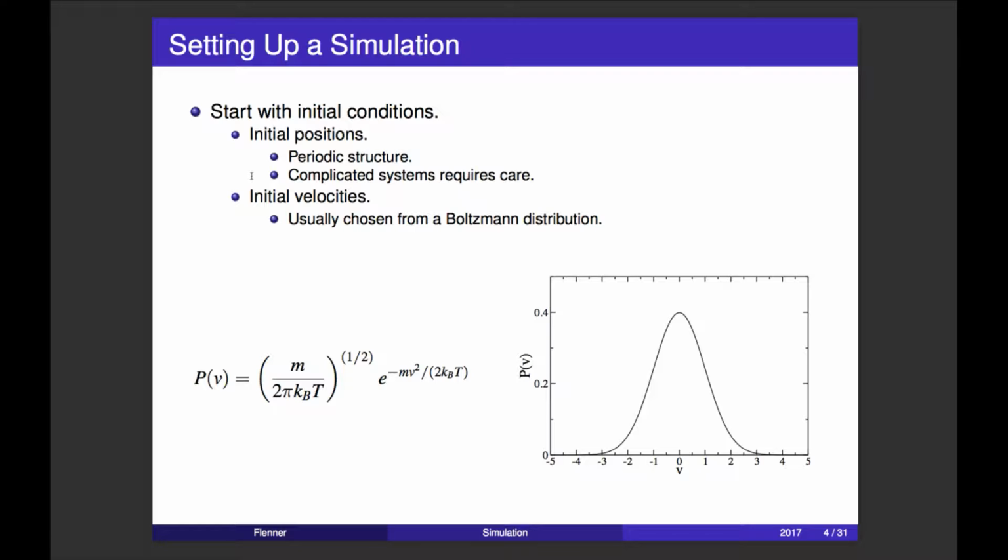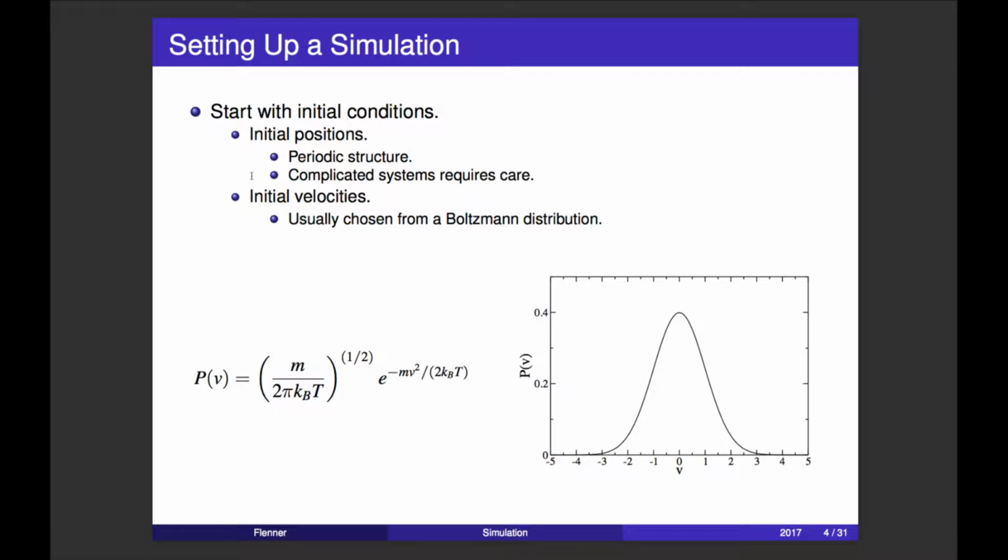Another part of it is we need some initial velocities. Fortunately, this is a fairly easy thing to do. We can just choose it from a Boltzmann distribution, which is given here. The positions and velocities are uncorrelated, so you don't have to worry about that. You can just, every velocity you can choose at random from a Boltzmann distribution. Also, fortunately, in simulations, the velocities quickly become Boltzmann distributed during the run of the simulation anyhow.